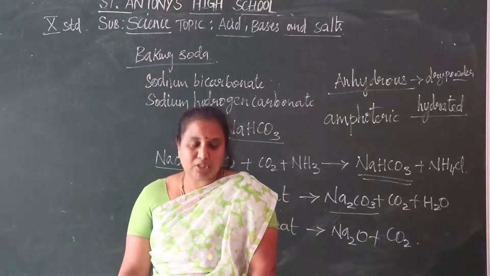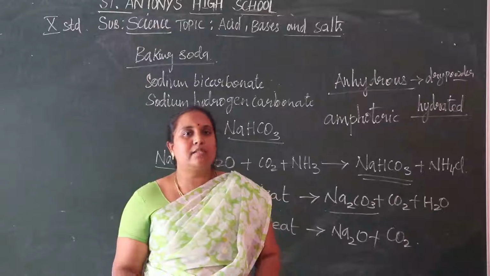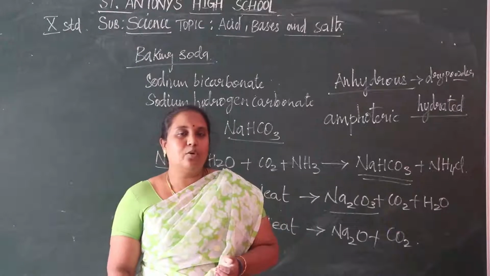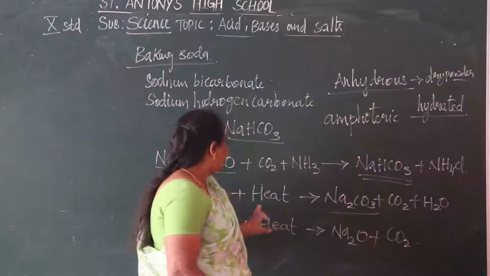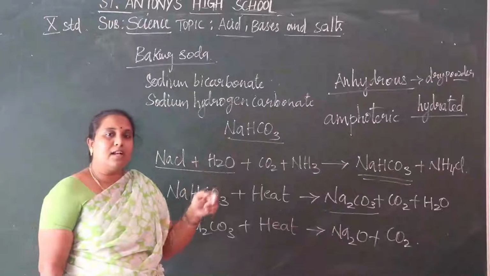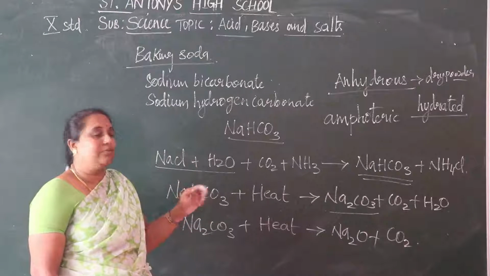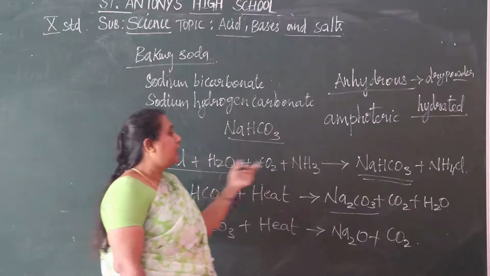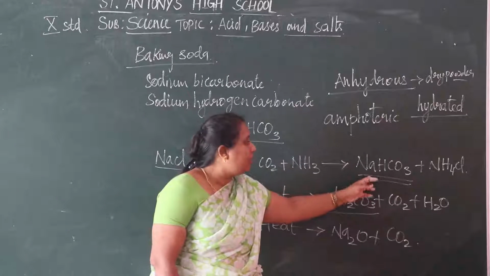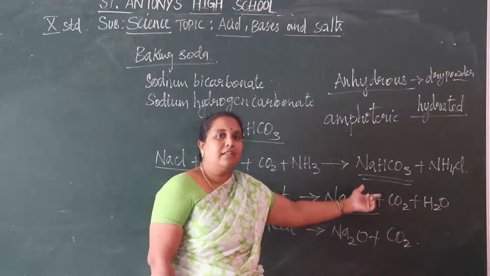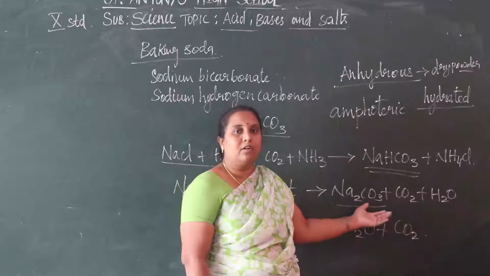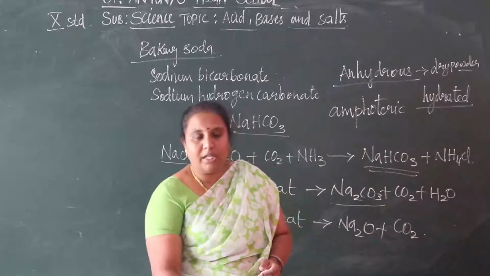Okay, so the preparation method of washing soda. Washing soda is prepared by the thermal decomposition of sodium hydrogen carbonate obtained by the chlor-alkali process. What do we mean by the chlor-alkali process? In the chlor-alkali process, we use brine solution. With that brine solution, we manufacture sodium bicarbonate. By the thermal effect on sodium bicarbonate, we get sodium carbonate. This is the preparation of washing soda.